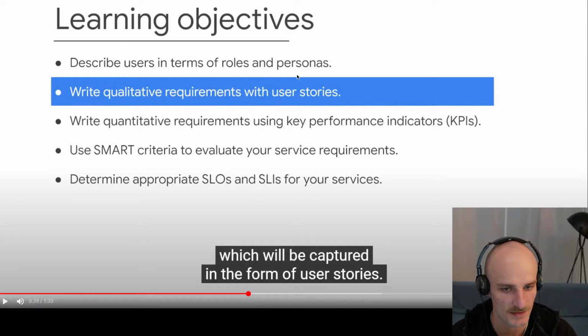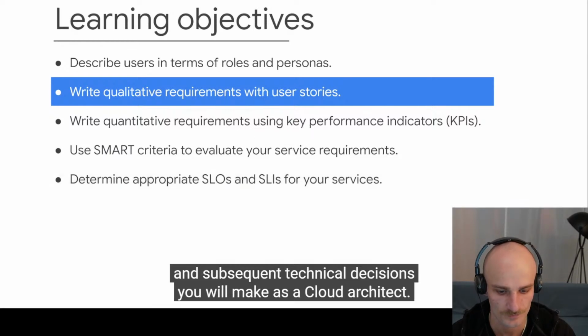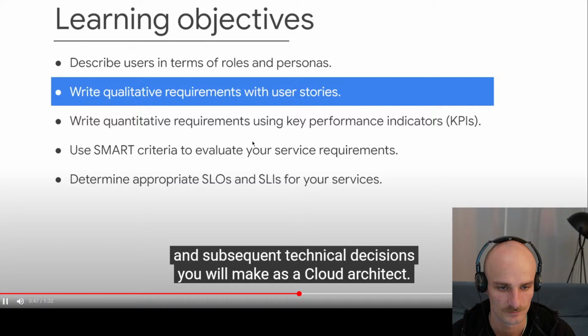So describe users. Okay, this is the first exercise. Write qualitative requirements with user stories. Write quantitative requirements using key performance indicators. Use smart criteria to evaluate your service requirements. Determine appropriate SLOs and SLIs for your service. These provide a context for the architectural design and subsequent technical decisions you will make as a cloud architect.